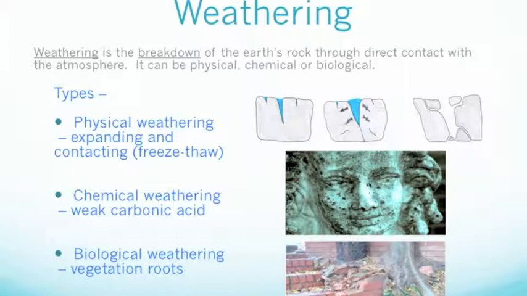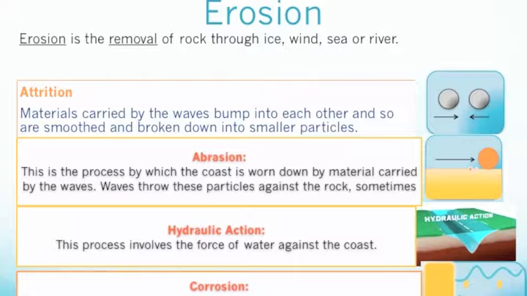And finally, biological weathering is just where the roots of plants start to interfere with the rocks and break them away so that they've got more room. Okay, the second geomorphic process then is erosion. So erosion is the removal of rock through ice, wind, sea or river.